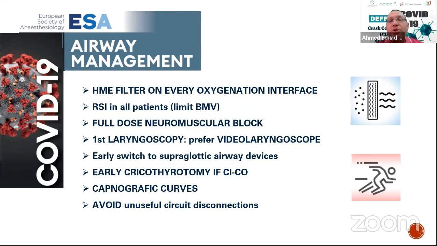Early switch to supraglottic airway devices. If you fail in the first trial, go to the supraglottic device early. Even if that fails and you don't have the facilities, and you cannot oxygenate or ventilate, it is better to go to surgical cricothyrotomy early, and of course use capnography to assess your tube and your endotracheal intubation. Avoid at any time, by any means, disconnection of the tube.